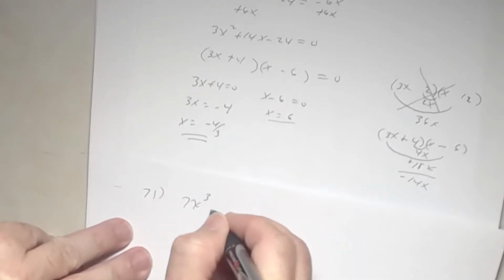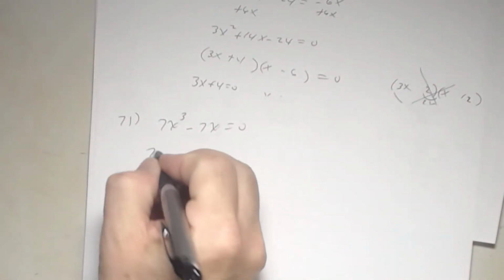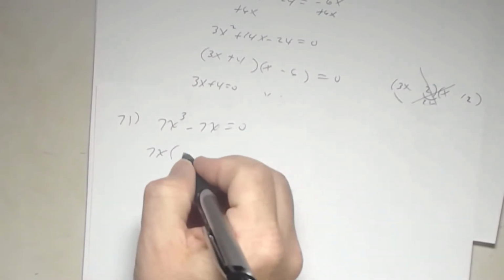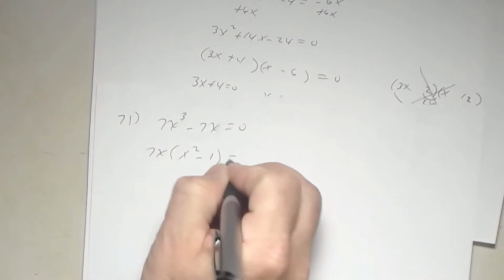7x cubed minus 7x equals 0. GCF. All right, what's the GCF? 7x. Now notice this is not a quadratic, but it is cubic. But you're going to solve it the same way. So 7x times x squared minus 1 equals 0. Okay, now what?